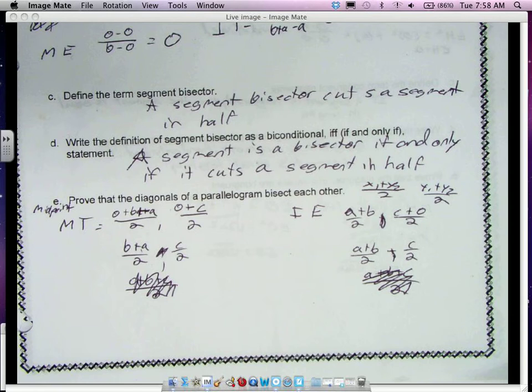And then we had to prove that the diagonals of a parallelogram bisect each other. So we used the midpoint formula and found that M to T was (B plus A) over 2, comma C over 2. And I to E was also the same thing because B plus A is the same as A plus B over 2, comma C over 2. Questions so far?